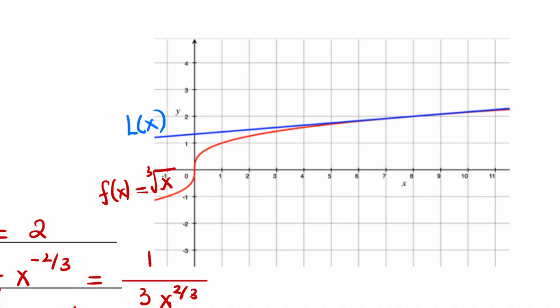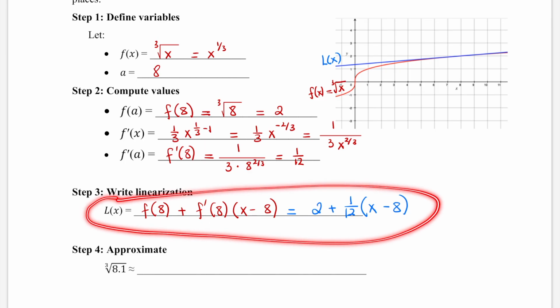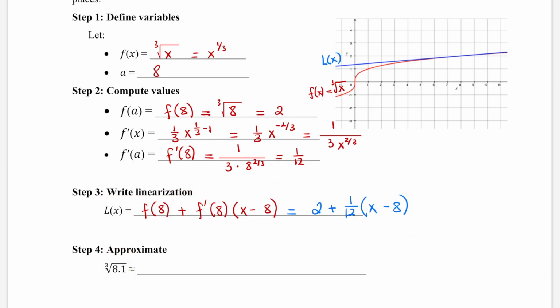But notice, as we move away from 8, the line and the curve start to separate. So the approximation becomes less accurate. That's why we only trust this method near the point. Now, let's use L of x to approximate cube root of 8.1. We will replace x with 8.1.